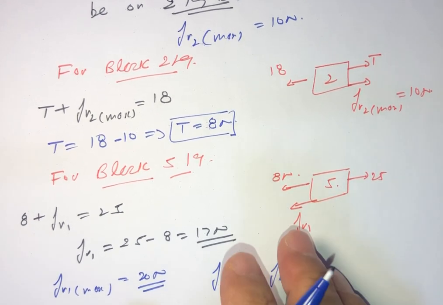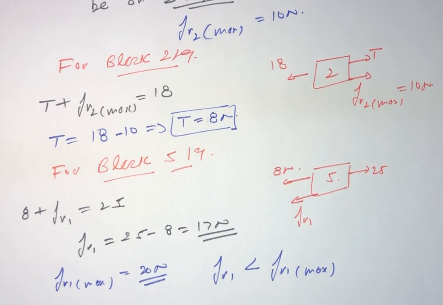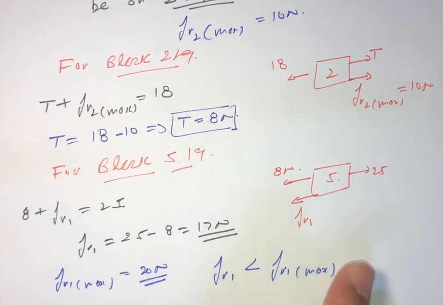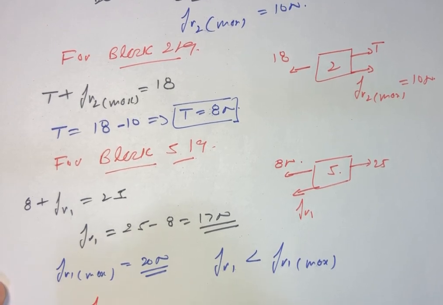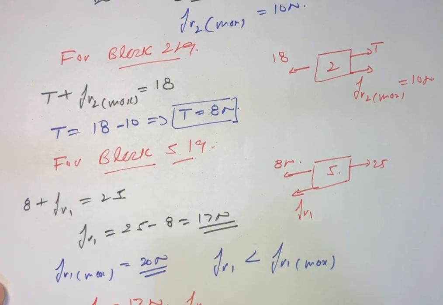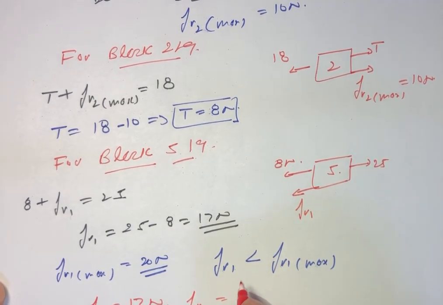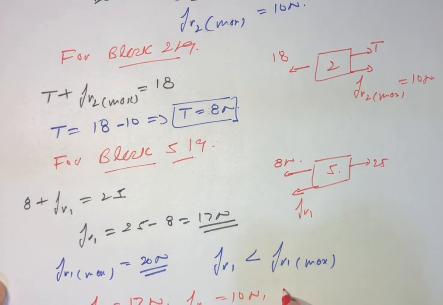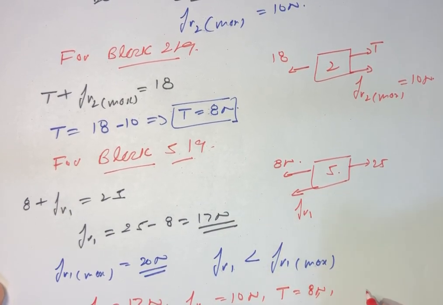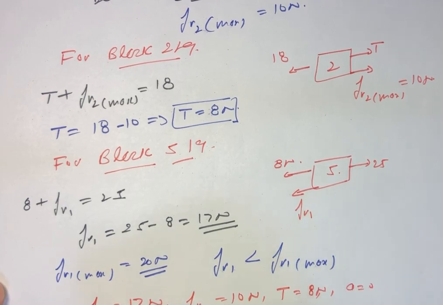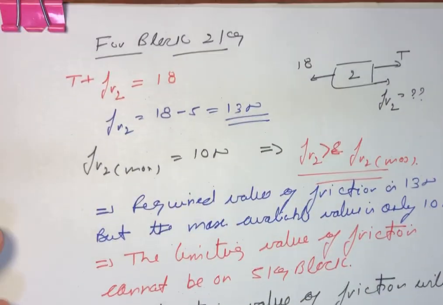So based on this, our assumption was true, and we can say that our FR1 is 17 Newton, FR2 is nothing but maximum value, that is 10 Newton, tension is our 8 Newton, and acceleration is 0. This is our B part.